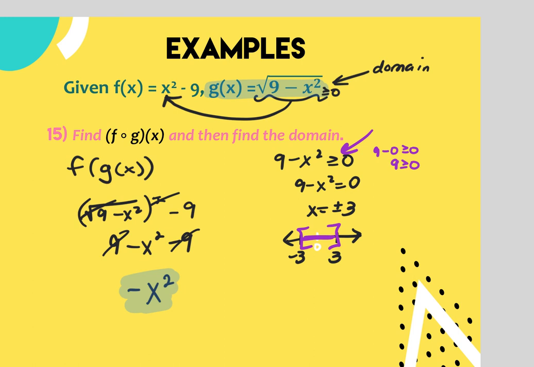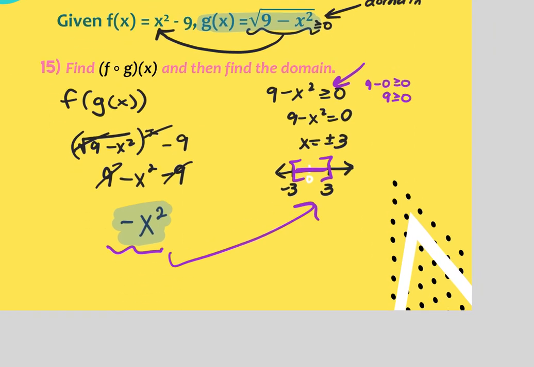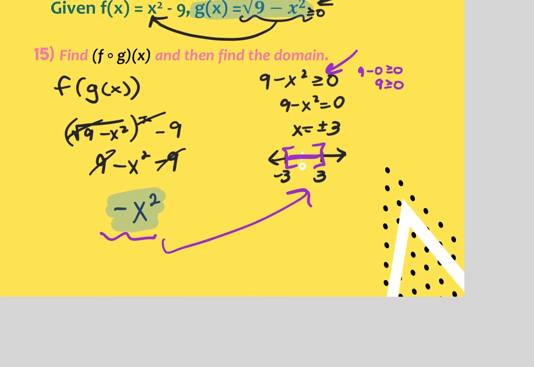Now, if there was also a restriction on the composite, I would then plot it and see where they overlap. But because there was no additional restriction on the combined one, all I need is the restriction from the one I plugged in, which is the g of x. So the domain here is -3 to +3.